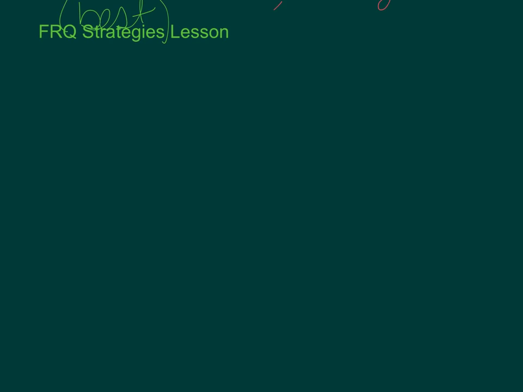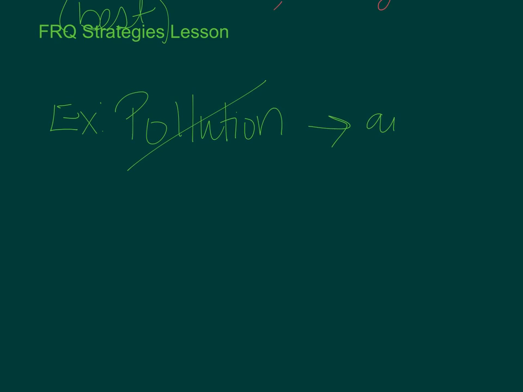Go ahead and keep jotting this down. It's really important. Another example is that pollution is just too vague again. If you're talking about one of the problems with burning coal and you write it causes pollution, never going to get a point. So that one's never going to work. If you say causes air pollution, that one's iffy, but it's much better. Sometimes they'll take it, sometimes they won't.